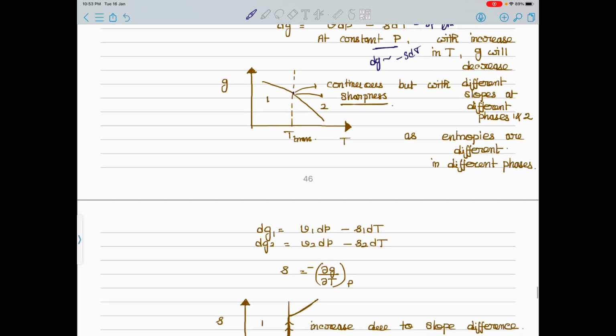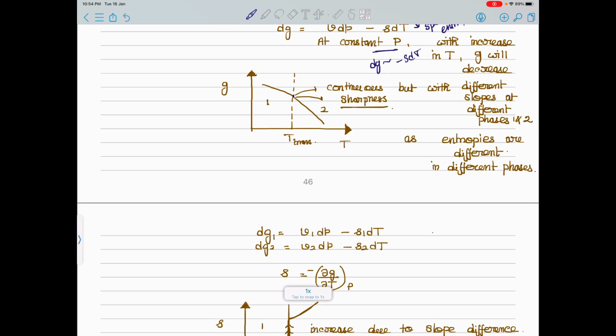This is very clear. Suppose the change in G for phase 1 is dG1, so dG1 will be V1 dP minus S1 dT, and dG2 is V2 dP minus S2 dT. For constant pressure, in one case the slope will be minus S1, and in the other case the slope will be minus S2. Here we can see that S2 is higher. This is a stronger slope as compared to this.